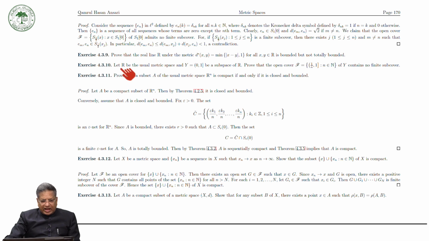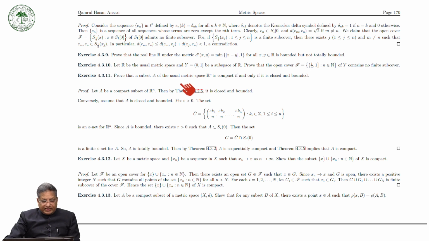And the real line R with the usual metric, and Y is a subspace equal to the half-open interval (0, 1] of R. Then prove that the open cover of this contains no finite subcover.